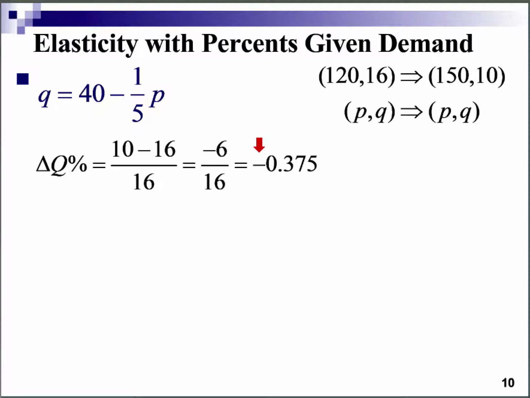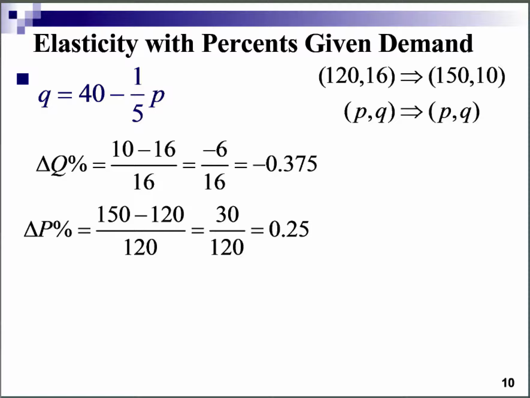The other half is the percent change in the price. So we do that calculation in a similar way. The new price is $150 minus the original price of $120 divided by the original price of $120. So that's 30 over 120, or 0.25. So this corresponds to a 25% increase in the price. So notice the decrease in demand, 37.5%, is greater than the corresponding increase in the price.